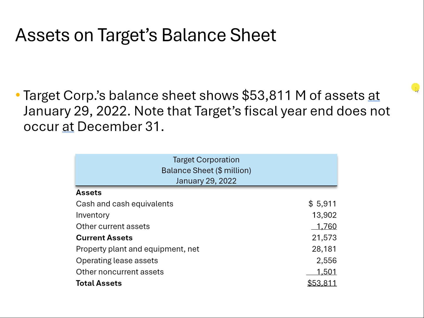And how do we report assets on the balance sheet? Here we have an example for Target's balance sheet for a specific date. For the asset section, we start with cash equivalents, inventory, and other current assets. The first 3 items are current assets, followed by 3 non-current assets: property, plant, equipment, operating lease assets, and other non-current assets. And then we have total assets. Next we're going to study what current assets and non-current assets are.